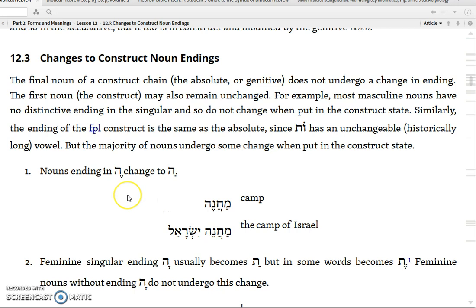Rule number 1. Nouns that end with segol-he will change to sere-he. So the word for camp, machaneh, will change to machaneh. So machaneh is a camp, but Mahane Yisrael is the camp of Israel.